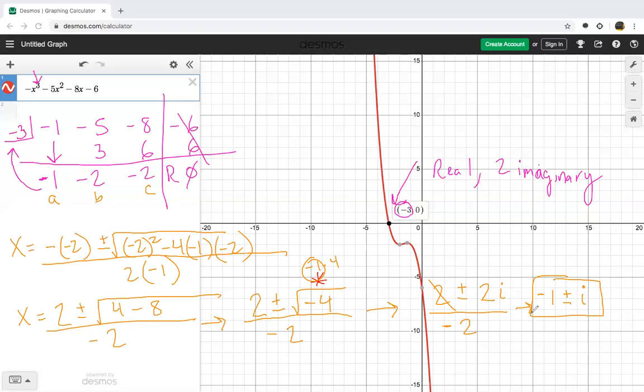And since they're imaginary roots or zeros, you do not see them. So there's no way to really vet this on Desmos, because you do not see it cross the x-axis because it's in the imaginary number system. So in conclusion, our three solutions to this cubic polynomial would be, we have a real root at negative 3, we have one imaginary, negative 1 plus i, and we have our third, negative 1 minus i.